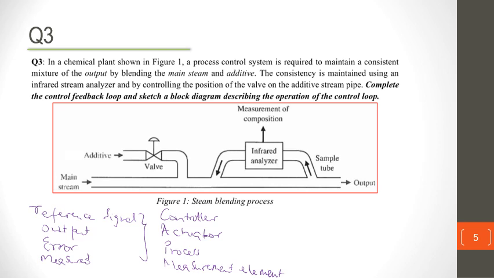So if we look at the process as we are reading, there is a process control system that's required to maintain a consistent mixture of the output. So we see the output as a consistent mixture. Already we have identified the output is supposed to be a consistent mixture, which is here. Use a different marker for that.